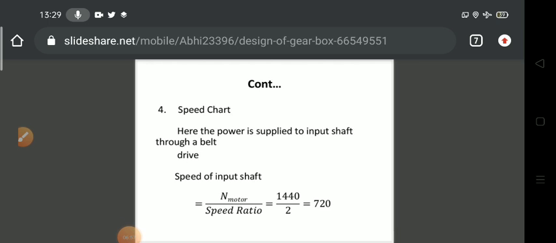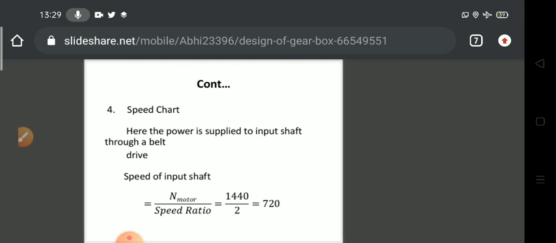Here the power is supplied to the input shaft through a belt drive. So the speed of the input shaft is the speed of the motor divided by the speed ratio, right? The motor speed is 1440 and the speed ratio is taken as 2, so it is 720 rpm. So the speed of the input shaft is 720 rpm, right?